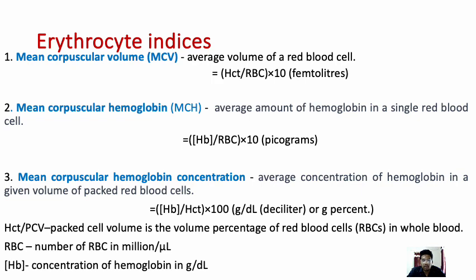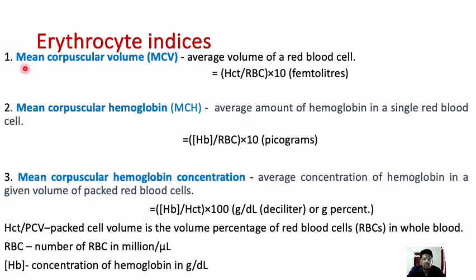Next, three important things. Erythrocyte indices. This you might have seen in your practical sections as well. First one is the mean corpuscular volume. Second, the mean corpuscular hemoglobin. And three, the mean corpuscular hemoglobin concentration. These three are very important.